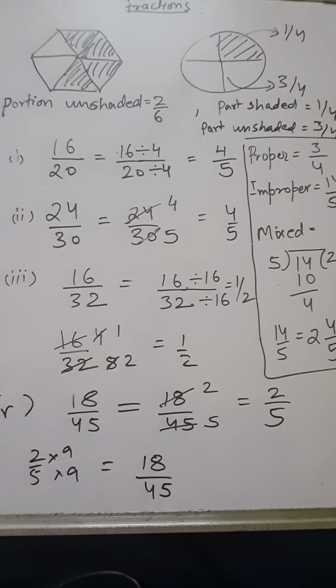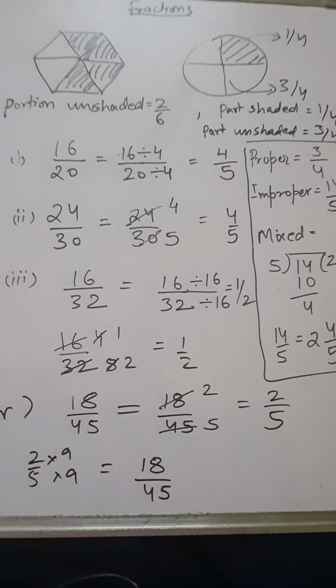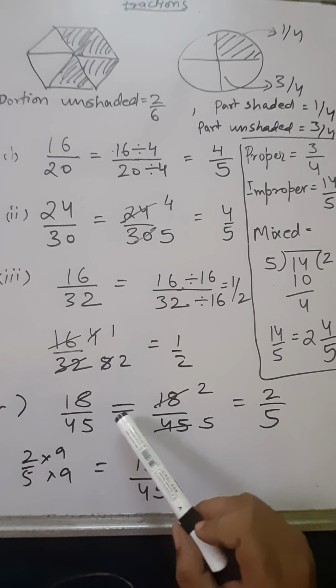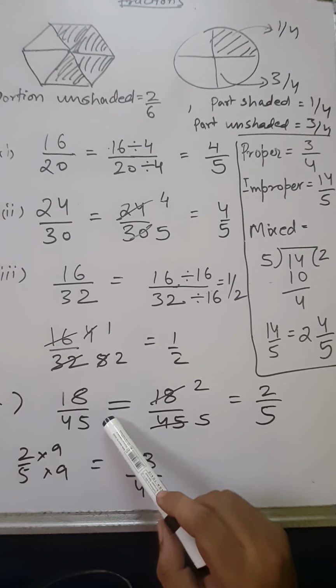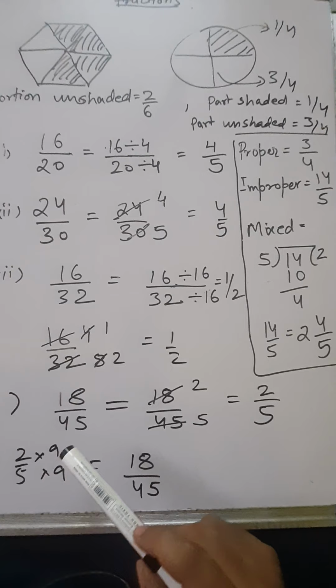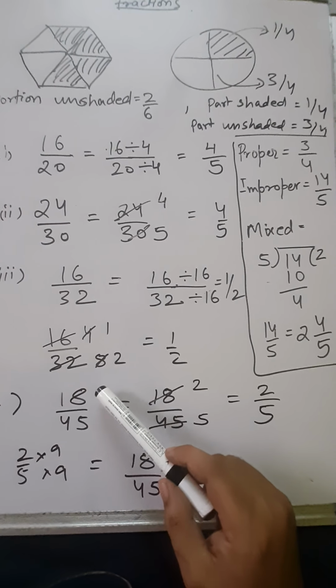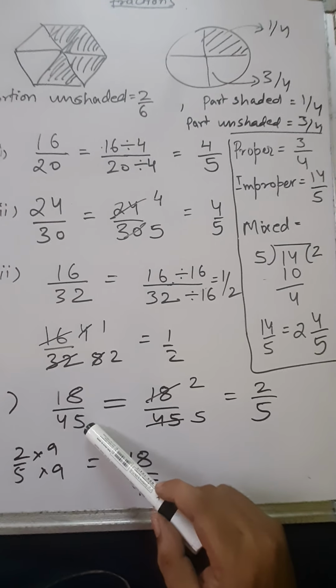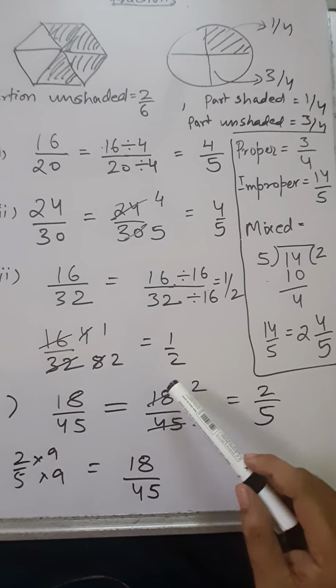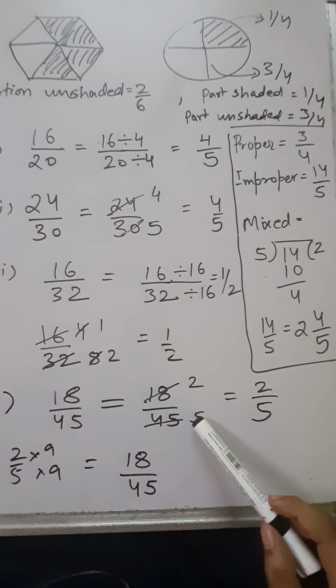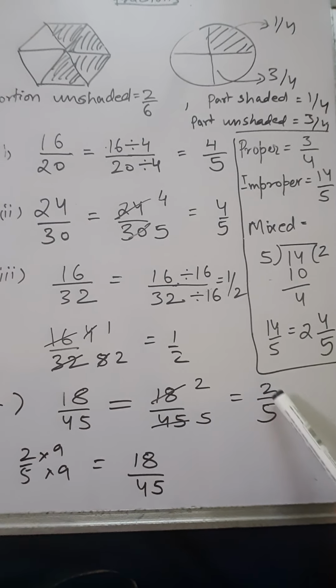Now see this sum. In this sum the question says convert to the simplest form and check your answer. Now, if you have to check your answer, first convert to the simplest form. 18 upon 45. Both are divisible by 9. 9 2s are 18 and 9 5s are 45. So, it will be 2 upon 5.